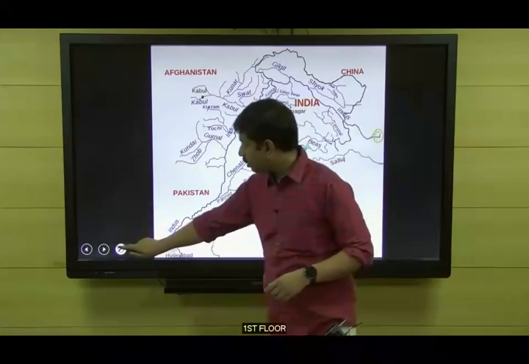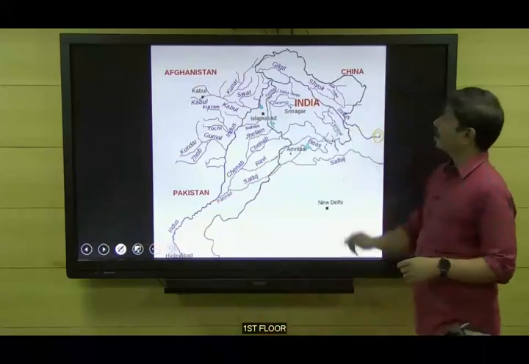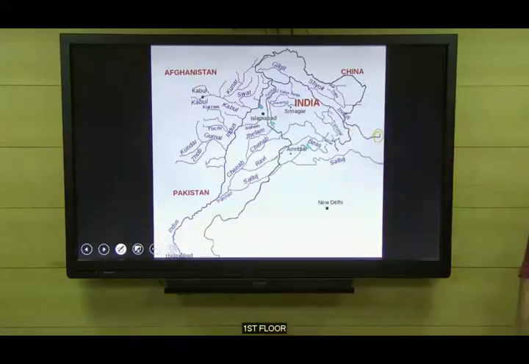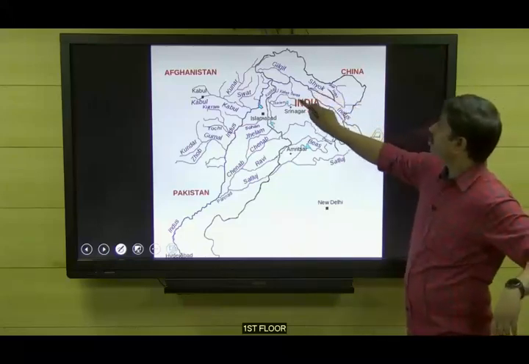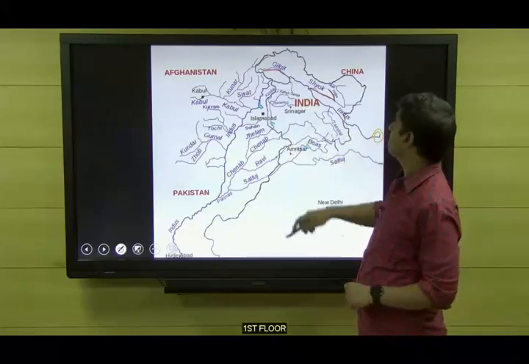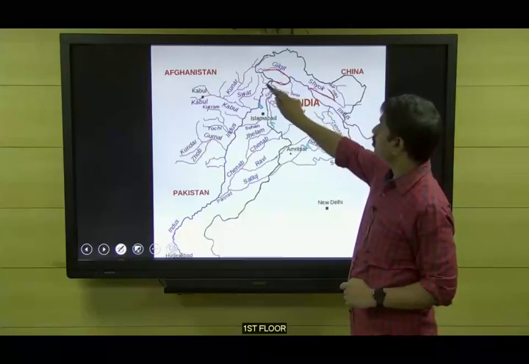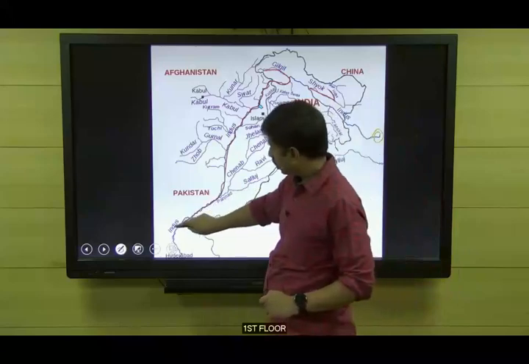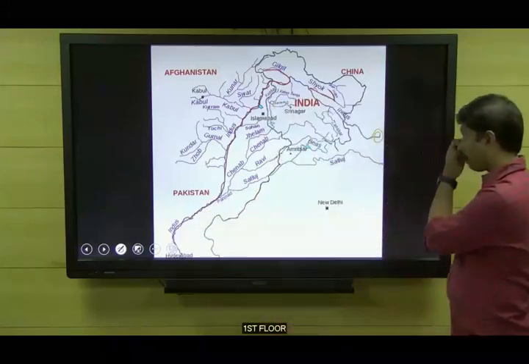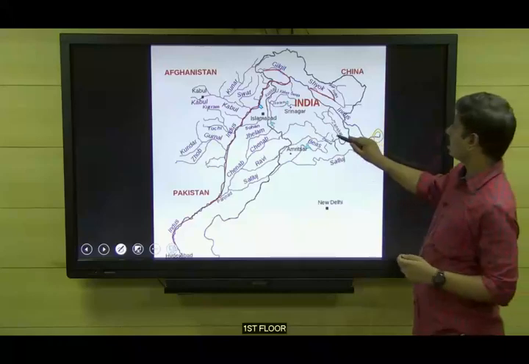It originates in Tibet and then flows between the Ladakh range and the Saskar range. It cuts through the Ladakh near Gilgit and forms a gorge. Nubra, Shiok come and join, Gilgit comes and joins, and then it goes into Pakistan. This is the Indus river.